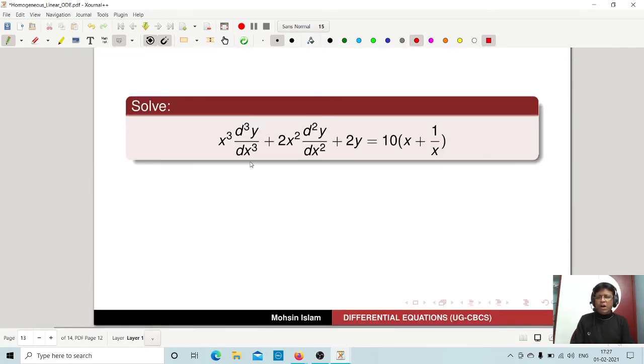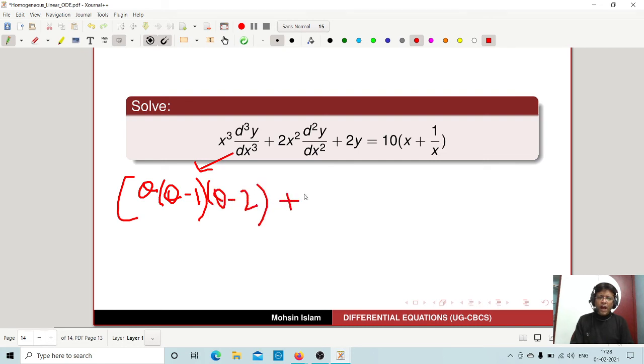Lastly, you have a third order homogeneous linear differential equation. So let me show you how to convert this into a differential equation with constant coefficients. So this third order will be converted into theta into theta minus 1 into theta minus 2, right? Because it's a third order. And the second order will be twice theta into theta minus 1, right?